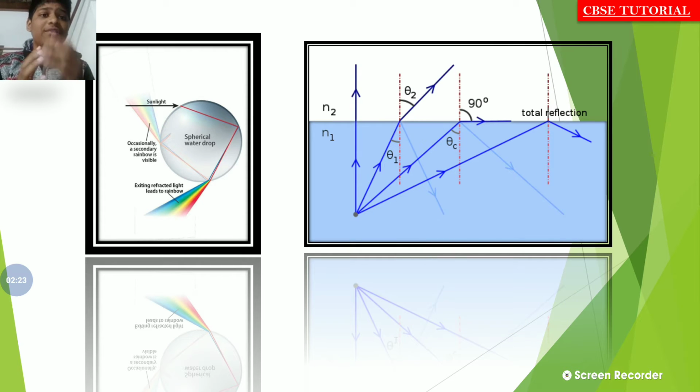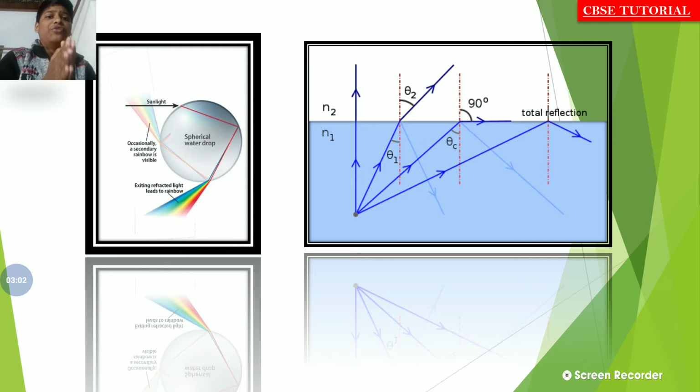The second picture shows light traveling from a denser medium, that is water, to a rarer medium, that is air. So N1 represents water and N2 represents air. We have to keep in mind that total internal reflection occurs if the angle of incidence exceeds the critical angle, that is the first point. And the second point we need to remember is that the light ray must be traveling from a denser medium to a rarer medium, right?